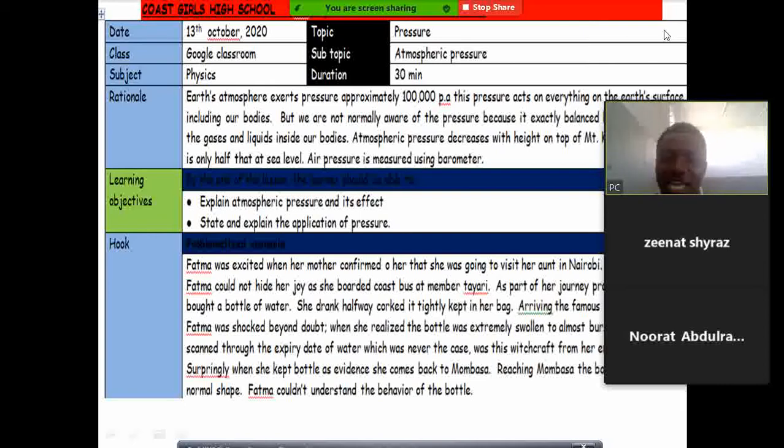Now, here we have a problem about Fatma. She's a girl going to Nairobi. She has bought water, but the bottle is misbehaving. We do not understand why Fatma's bottle is misbehaving. Neither do I understand. So I'm asking you, if you were Fatima, what could you have thought had happened to your bottle? Let us react very fast.